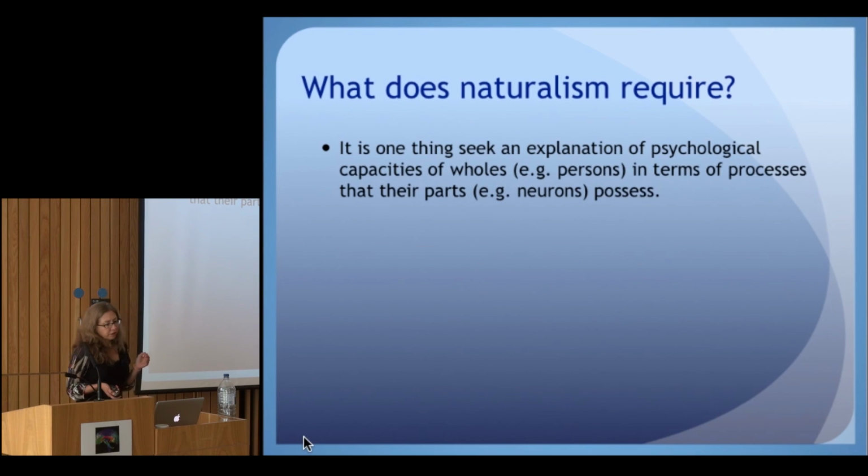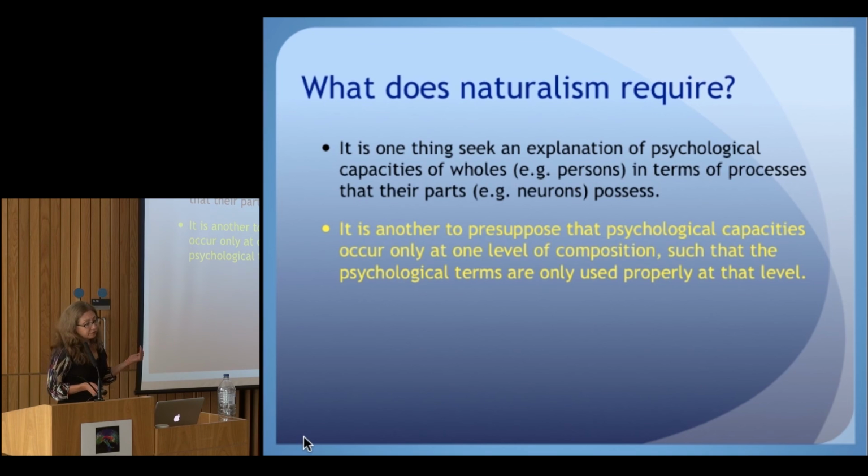So it's one thing to seek an explanation of psychological capacities of wholes in terms of processes that their parts possess. That's fine. That's the style of explanation. And by the way, I haven't said we can only explain the mind mechanistically, or that there's no other possible style of explanation. That issue is orthogonal to this talk. But assuming that you're going to explain the mind mechanistically, and it's a legitimate way of doing it, it's one thing to seek that kind of explanation. It's another thing entirely to presuppose that psychological capacities occur only at one level of composition, such that the psychological terms we use to refer to these capacities are only used properly or really or literally at one level of composition.